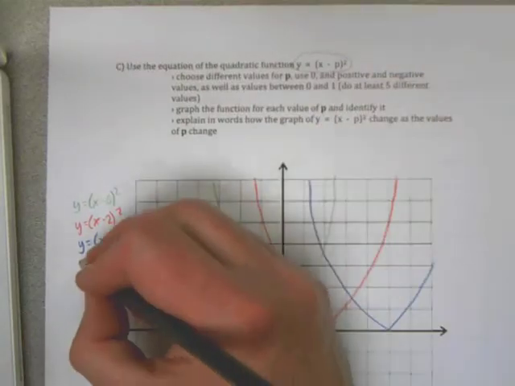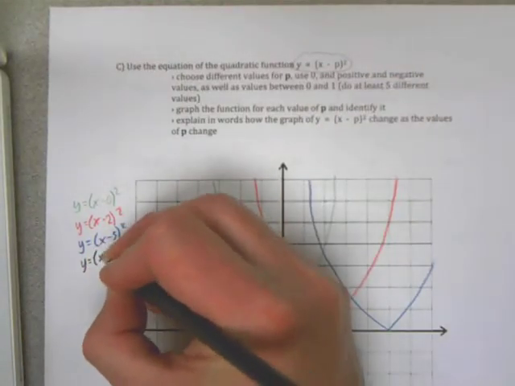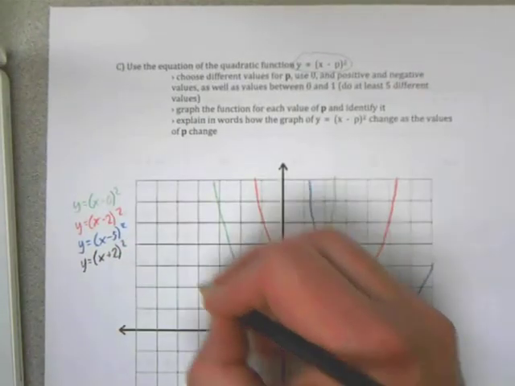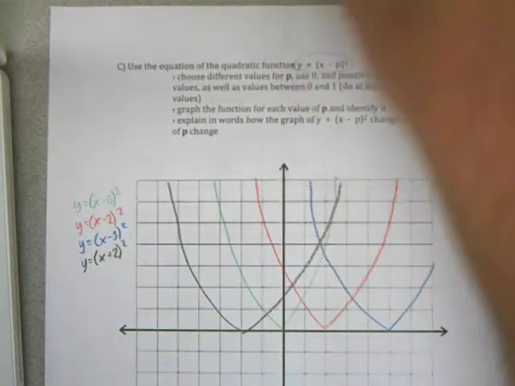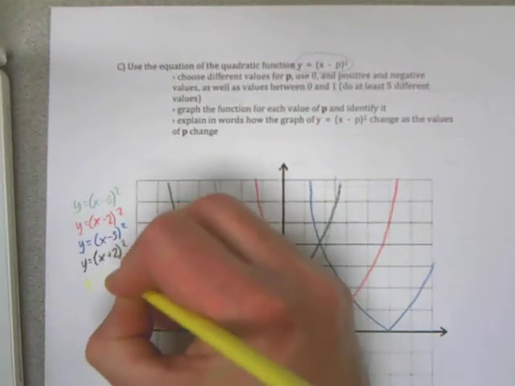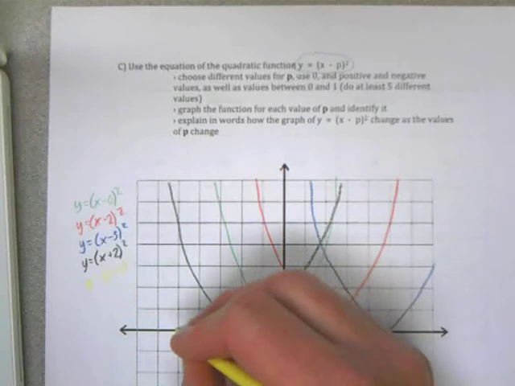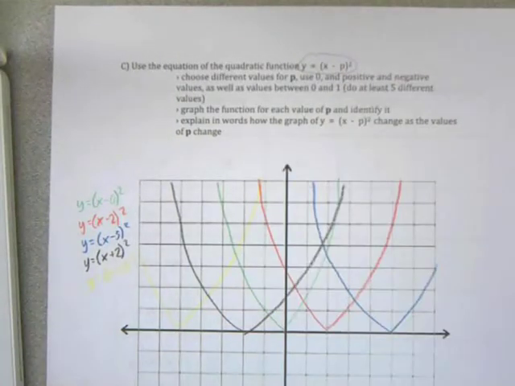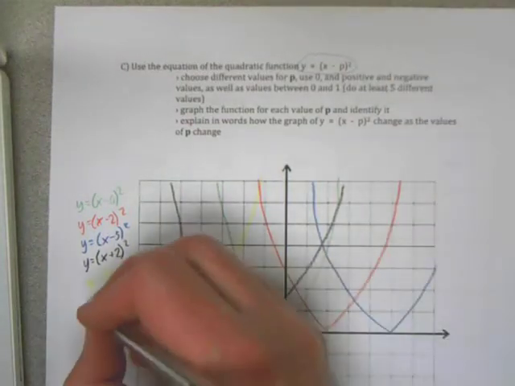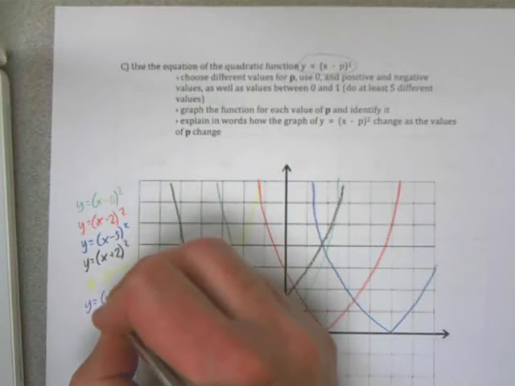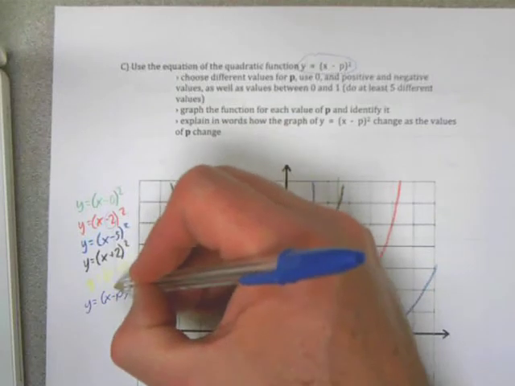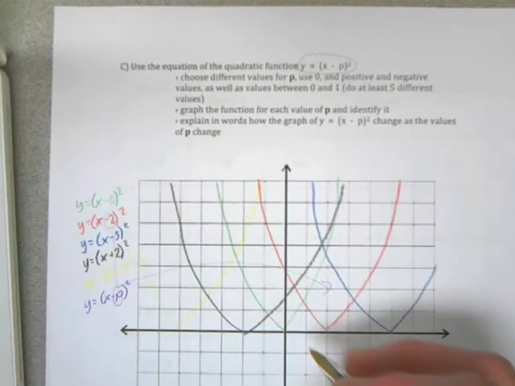Then I'm going to try y is equal to (x plus 2) squared, and it moves this way. And then the last one is going to be y is equal to (x plus 5) squared, and it moves this way. So I'm moving left or right. Now the thing you've got to remember about this whole thing is that we have y is equal to (x minus p) squared. So when the number stays like this, it moves to the right.